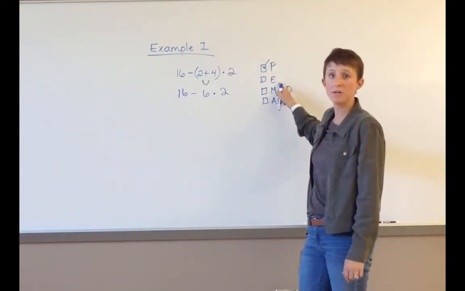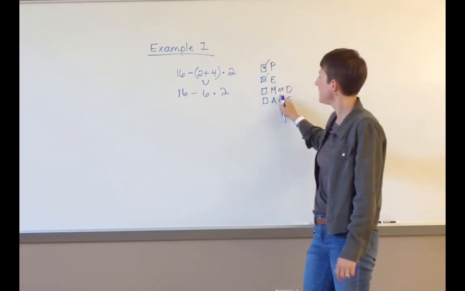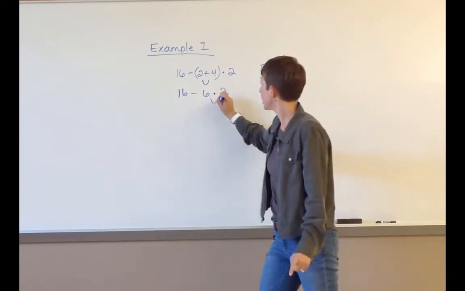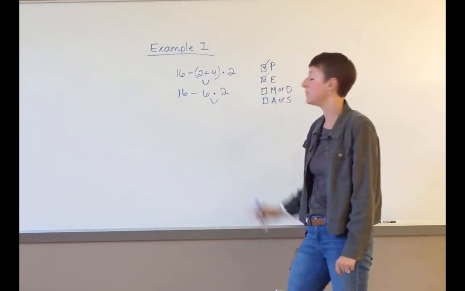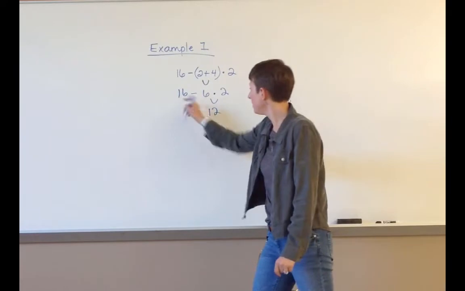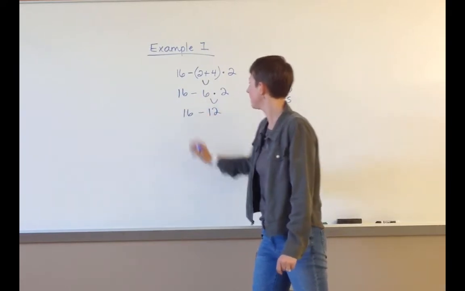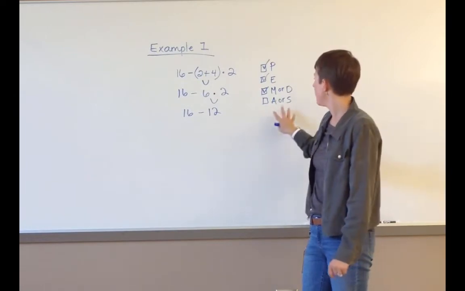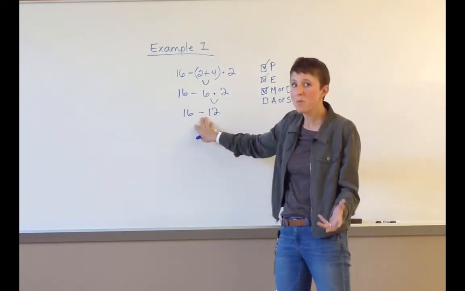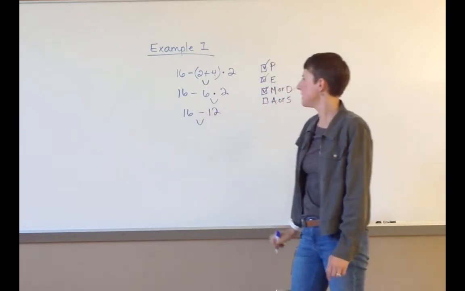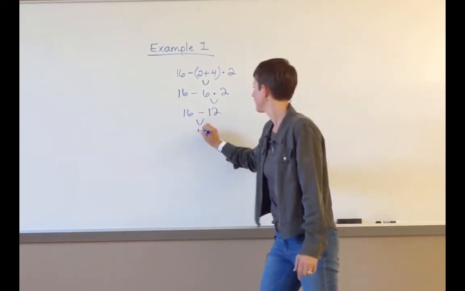Do I have any exponents? Nope. Do I have any multiplication or division? Yes. So that's where I need to go next. I'm going to focus on the 6 times 2. 6 times 2 is 12. Fill in what I haven't worked with yet, including operators. I can check off multiplication or division. There's no more. I'm left with addition or subtraction. There's only one operator. I can simplify this expression. 16 minus 12, 4.